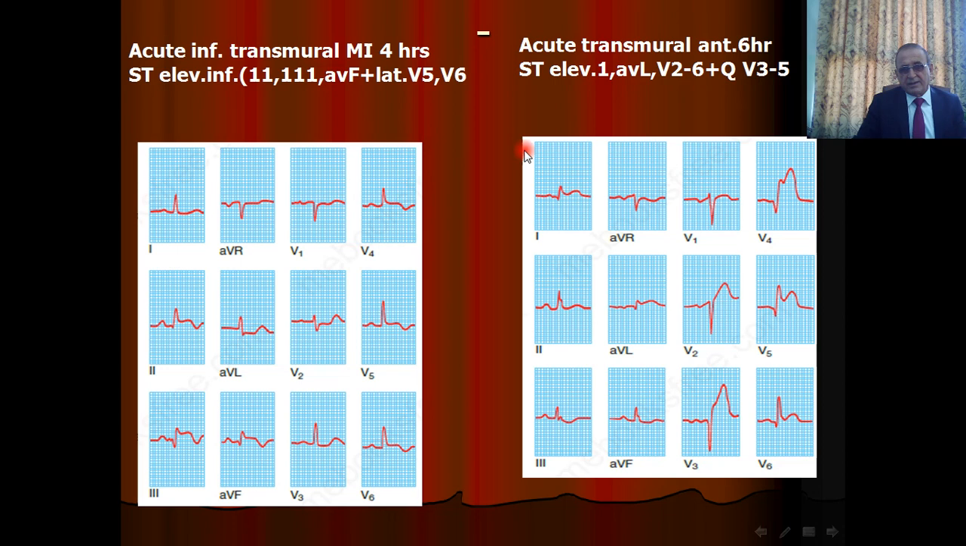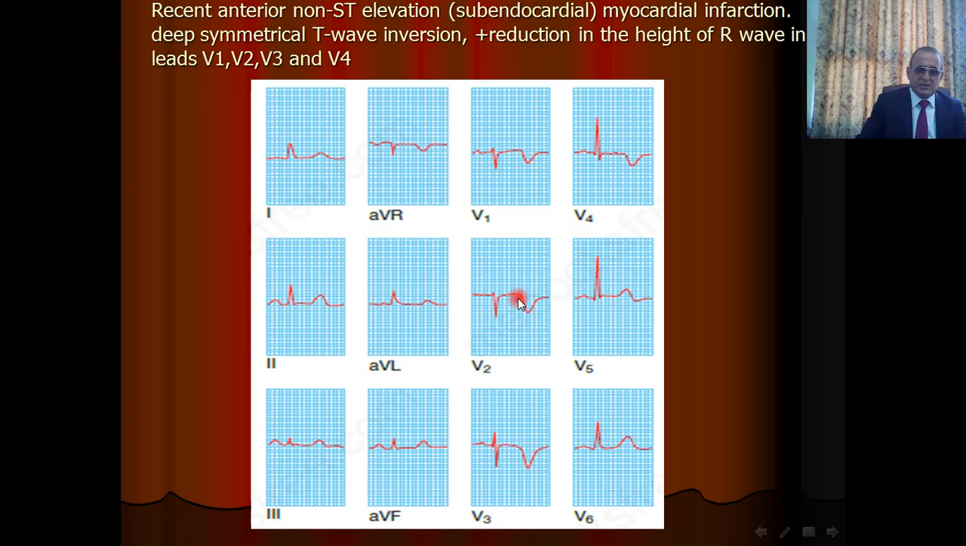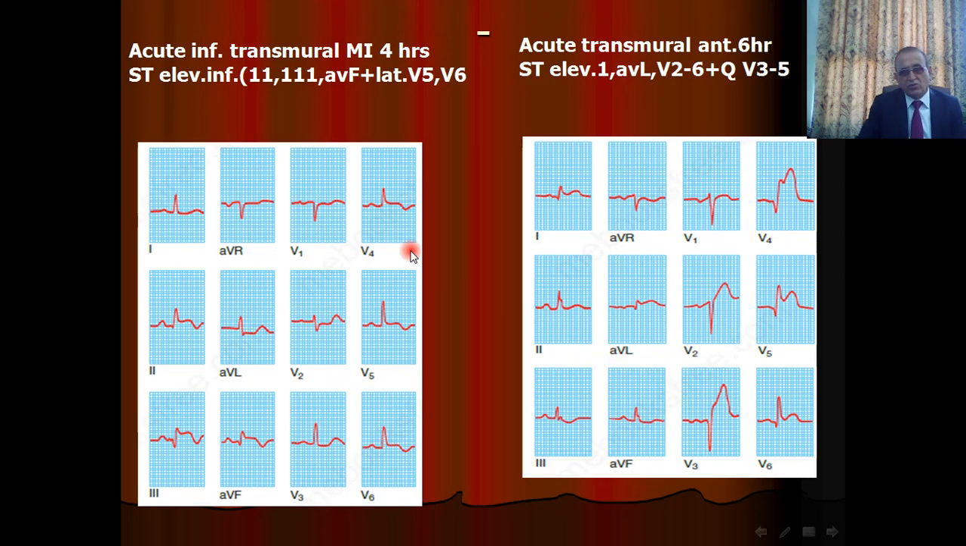Another patient, 6 hours chest pain. You will see this is 1, 2, 3, AVR, AVL, AVF, V1, V2, V3 till V6. You will see here clearly ST elevation in V2, V3, V4, V5 with 1 and AVL. This is anterolateral myocardial infarction. So by ECG we can diagnose the myocardial infarction, and then we can tell which wall is involved. This is all about the ECG.